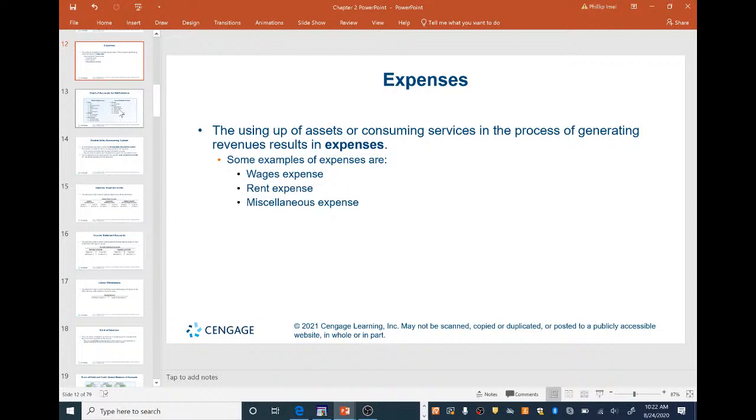Rent expense, that's another one. Maybe we rent a building that we operate out of and we owe rent at the end of every month or the beginning of every month. So that's going to be a good example of our rent expense. And then we have miscellaneous expense, which could be anything from utilities like gas or sewer or water, electric, stuff of that sort. So other miscellaneous expenses.